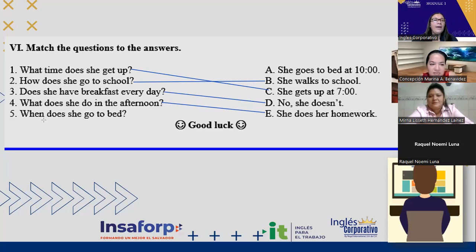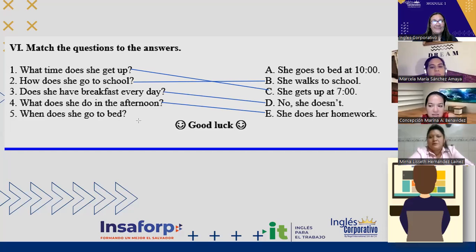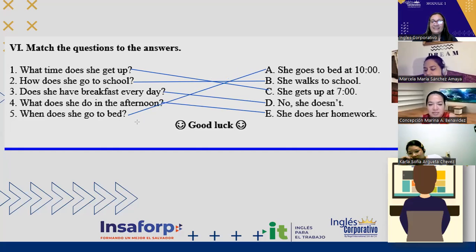¿Qué hace en las tardes? When does she go to bed? She goes to bed at 10 p.m. Ajá, aquí les decía que esto es opcional. Si yo digo when o what time, estoy preguntando por la hora, ¿ya? Obviamente, si no nos queremos equivocar, sentimos mayor seguridad, mejor decir, what time does she go to bed? Pero si digo when, también estoy preguntando por cuándo, a qué horas, en qué tiempo se va a la cama.